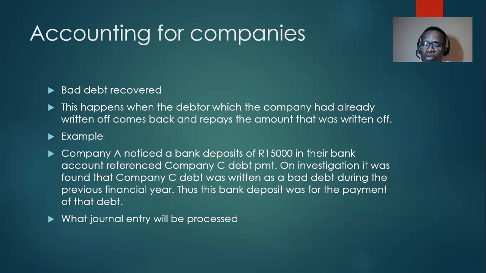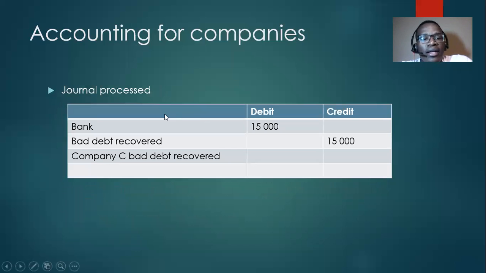Then what journal entry will be processed? It's going to be debit bank because cash is coming in. As I said, always start with the easier side of the journal. You ask yourself what is happening. Cash is coming in. If cash is coming in, that affects which account? It affects your bank account. Bank account is what? It's an asset. An asset increase goes where? On your debit side. Then the remaining will be the credit, because for every debit, there must be a credit.